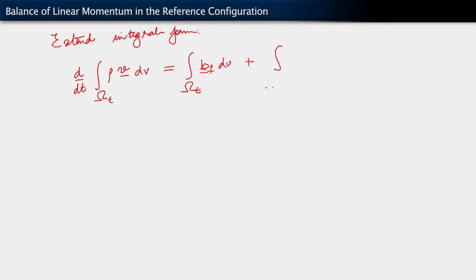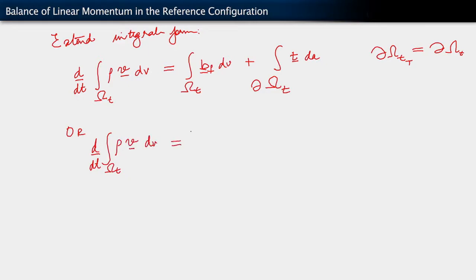Plus, for the two forms that we've just introduced, we could say the following. In the first case, where the traction is defined everywhere on the body, we would simply have this. Case one. This is when this is indeed the entire boundary. Or we have d/dt of the linear momentum equals the body force term plus the following: over the traction boundary subset, the effect of the external traction that we're specifying.